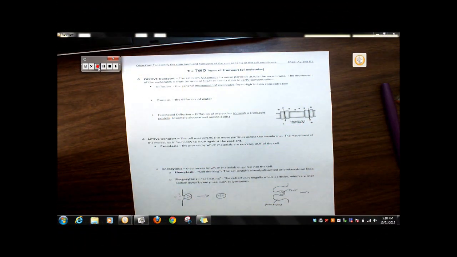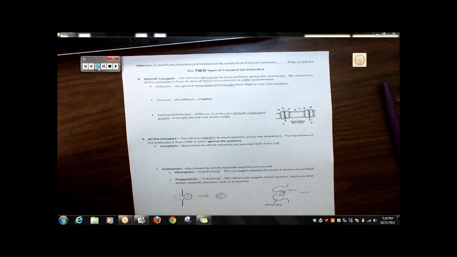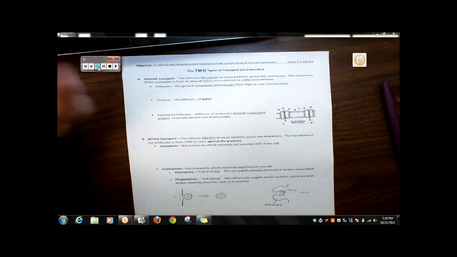Well, you have done several online adaptive lessons over the cell membrane and the importance of the cell membrane. And if you've done the cell membrane adaptive lesson, you've already seen these types of transport. But in case you haven't, we wanted to review a little bit and get on paper some of the types of transport that are allowed by the cell membrane. So I'm going to start actually with your notes backwards.